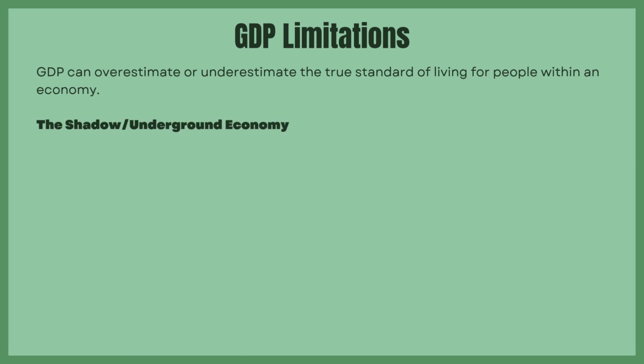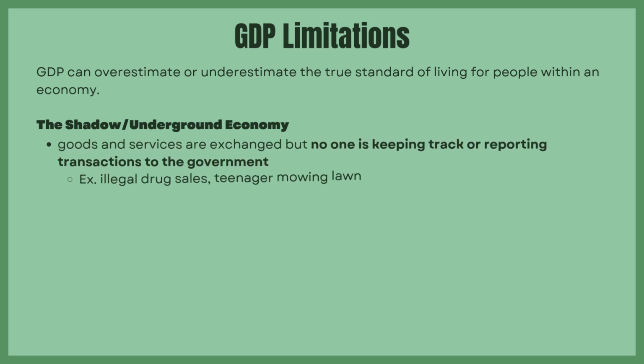The shadow or underground economy is also a limitation. In the shadow economy, goods and services are exchanged but no one is keeping track or reporting transactions to the government. This can include illegal drug sales or a teenager getting paid to mow their neighbor's lawn. This economic activity isn't counted, and so GDP underestimates economic activity.